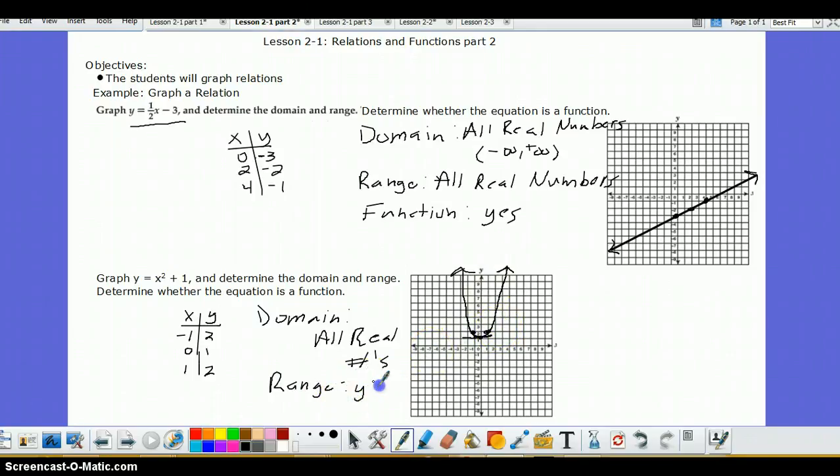So that means it's going to be y is greater than or equal to 1, which if you think about interval notation means 1, comma, positive infinity, right? Alright, so this is part 2. You can go ahead and complete the part 2 problem set and then watch part 3.